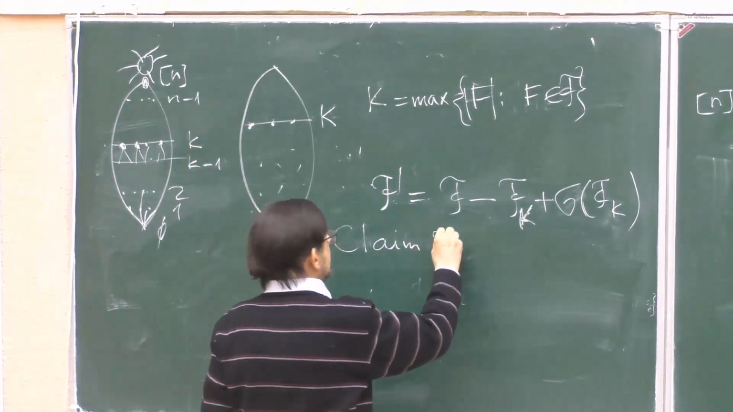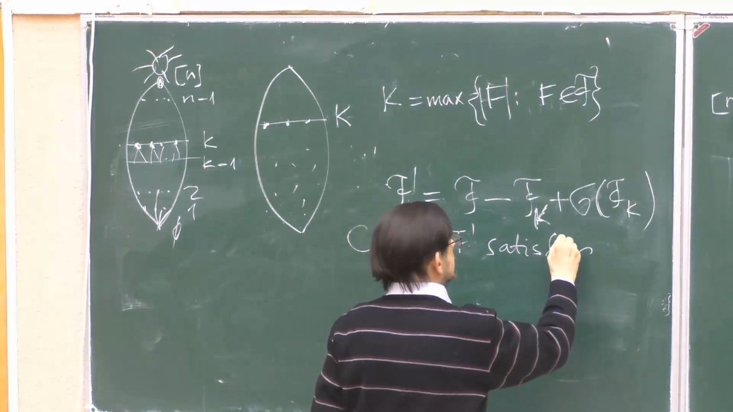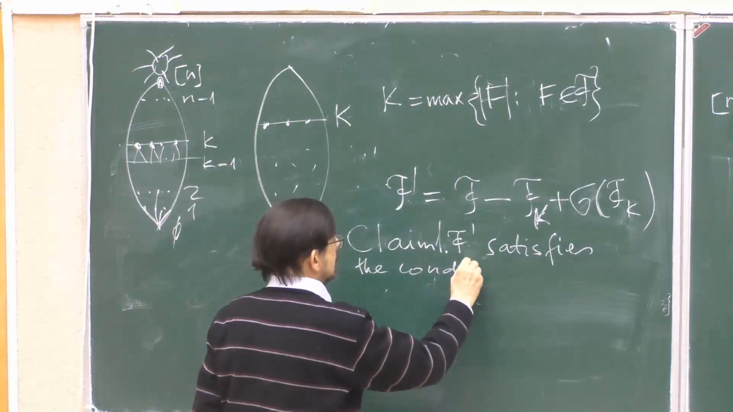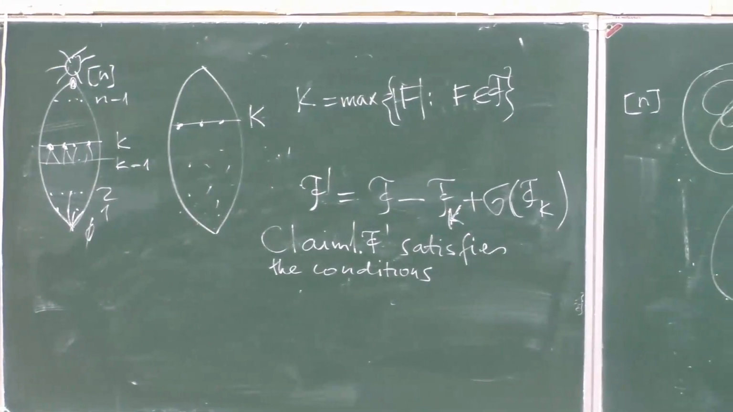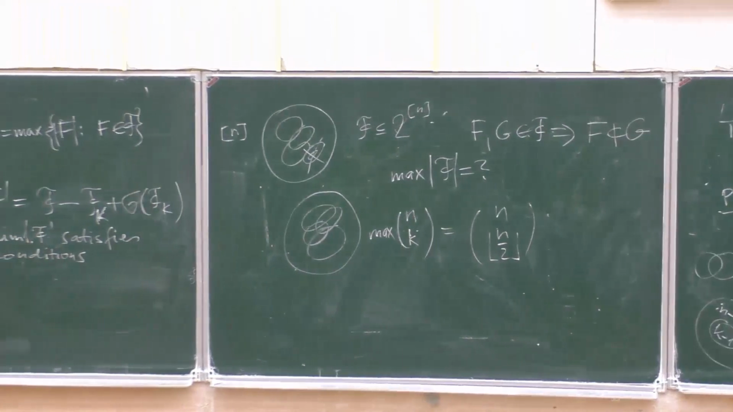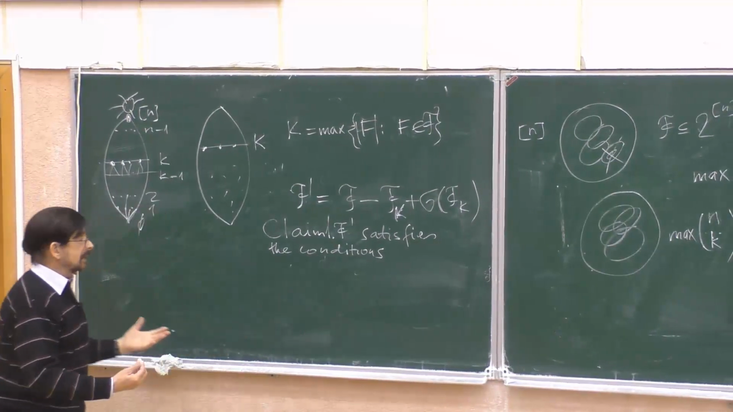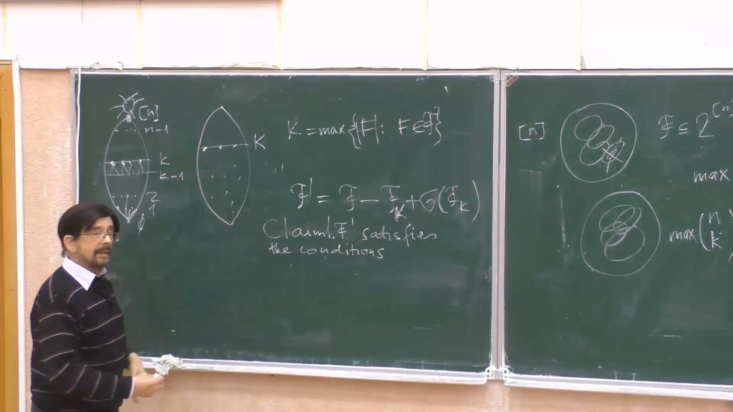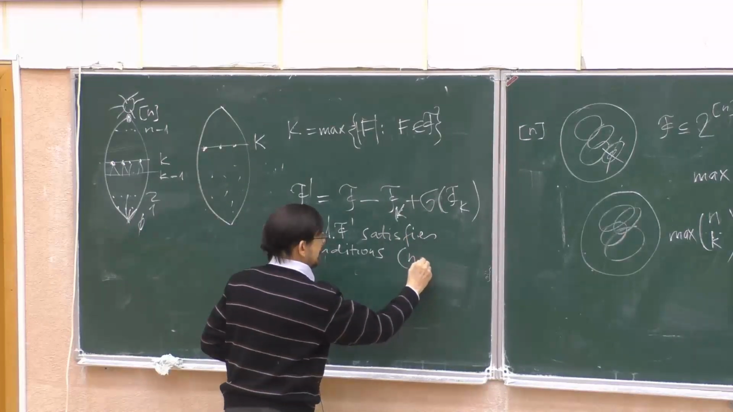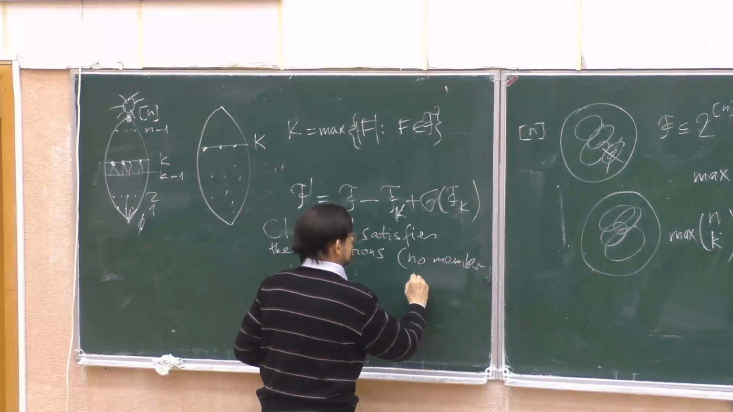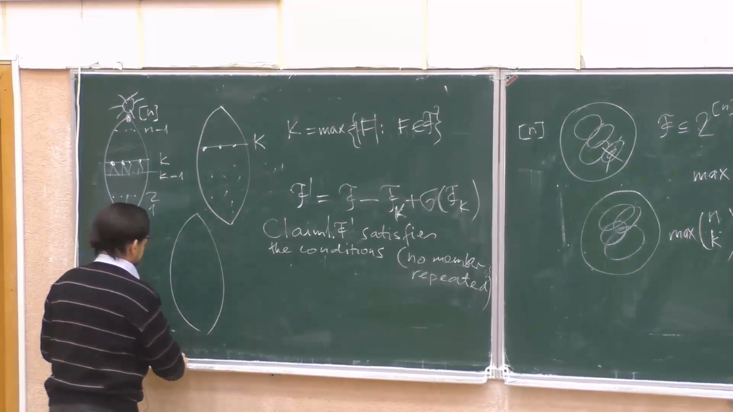Claim: F prime satisfies the conditions. I think grammatically you have to say conditions, but there is only one condition, namely this one. So why? First of all, we have to show this trivial thing that we don't repeat sets in this way. No member repeated, which is obvious.